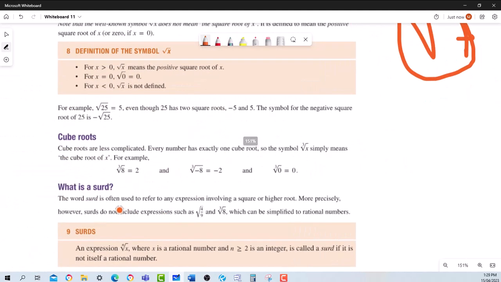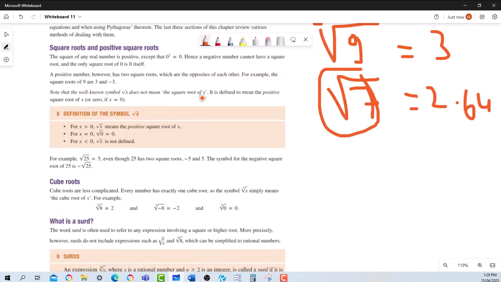Surds also don't include expressions such as the cube root of 8, because the cube root of 8 is 2, which is rational. So this is not a surd number.